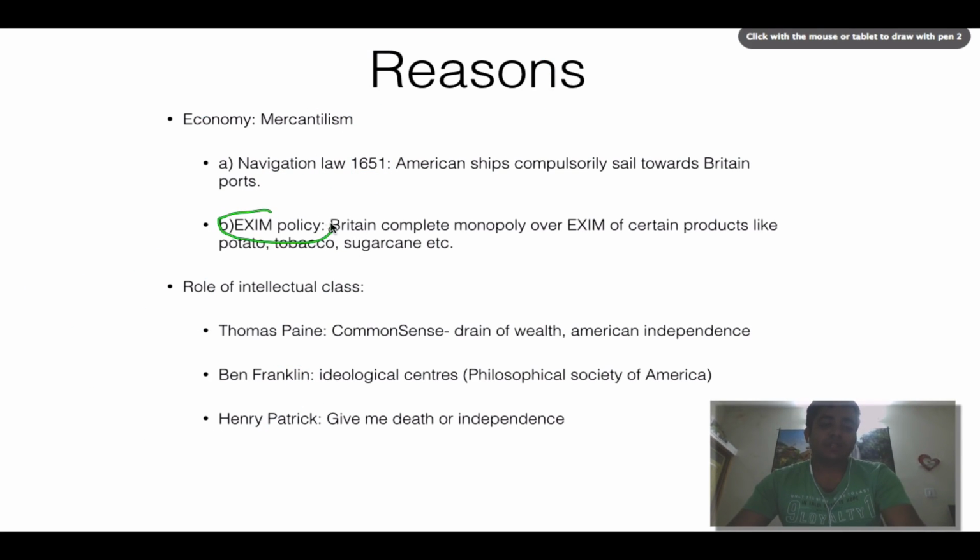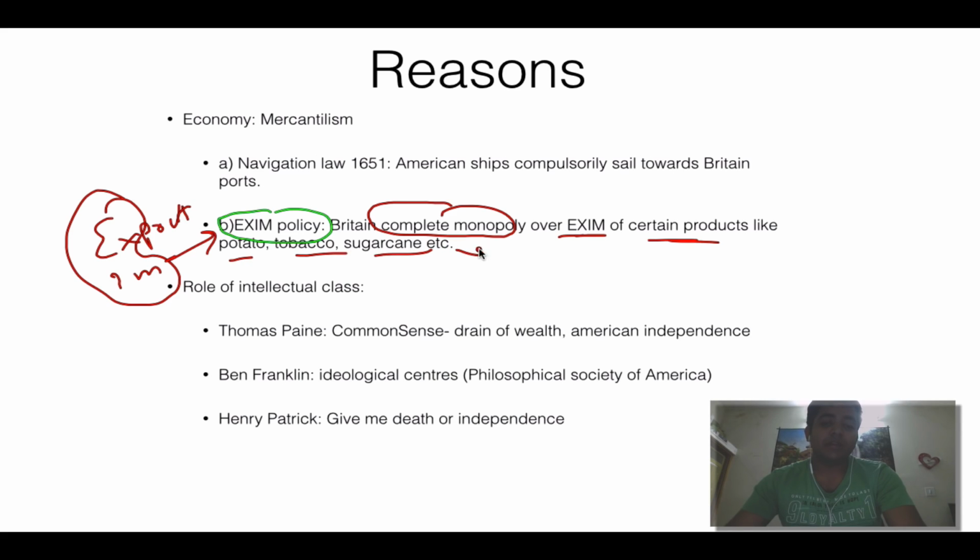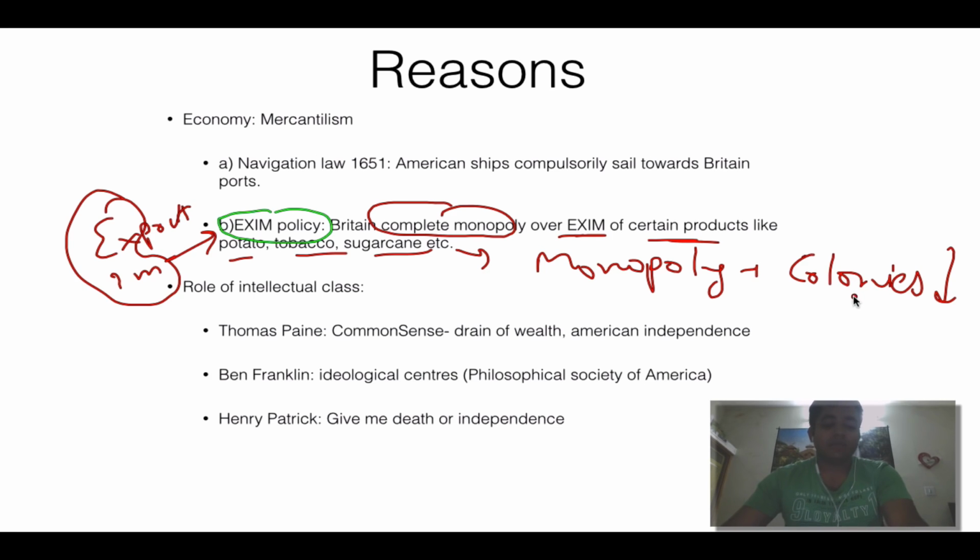Similarly, for EXIM policy, EXIM is nothing but export and import. If you see these two words, they combine together to form EXIM. So Britain had complete monopoly over EXIM of certain products like potato, tobacco, sugarcane. Obviously we have monopoly. The profit of the colonies was very low. But they were not aware about these things.